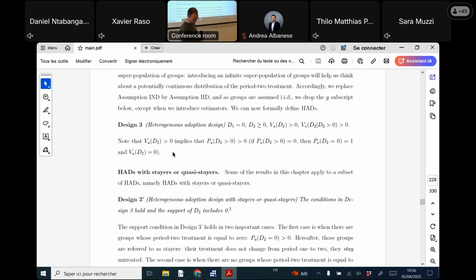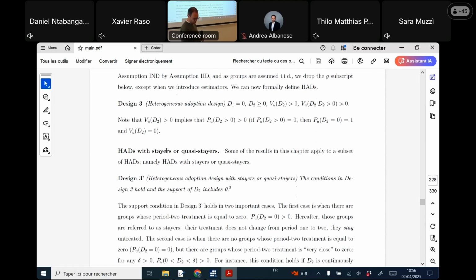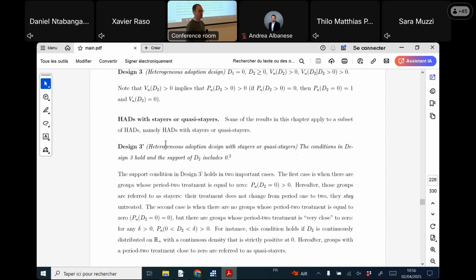So some of our results are going to apply to a subset of heterogeneous adoption designs, namely those with stayers or quasi-stayers. So formally, that means that we assume that 0 belongs to the support of the period 2 treatment.